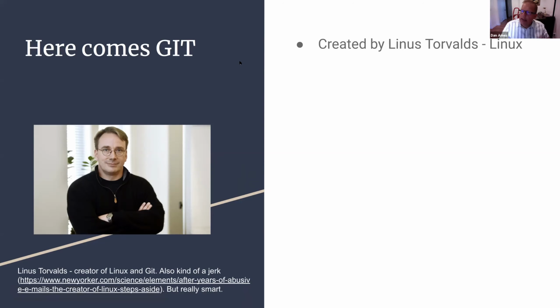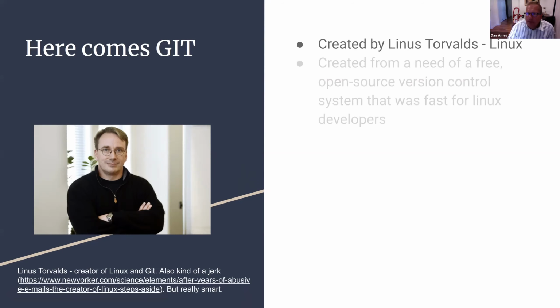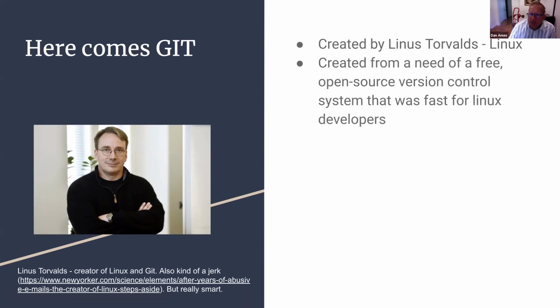Linus Torvalds needed a new project. So in part of this century, he sat down and decided he wanted to create something new, realized that the biggest hole was in code versioning, and he developed Git. It was the need for a free open source version control system that was fast for Linux developers.